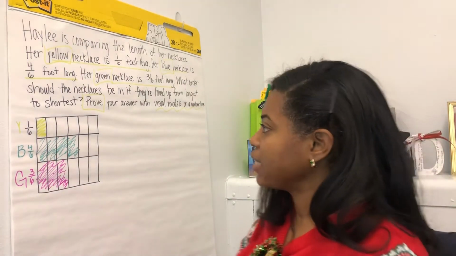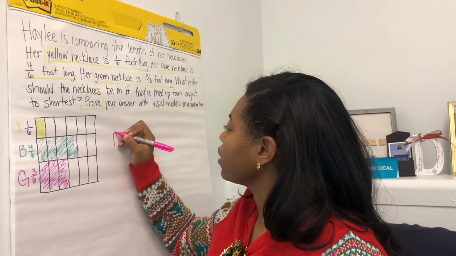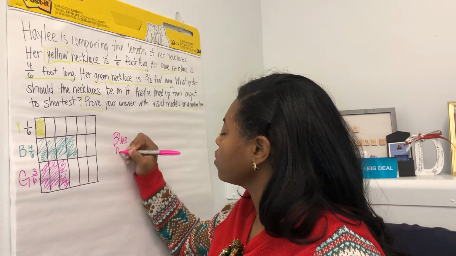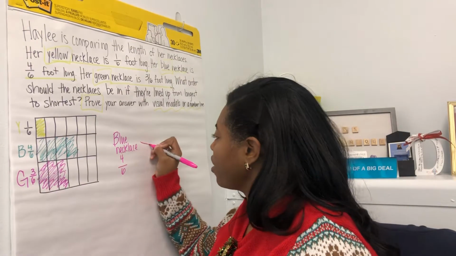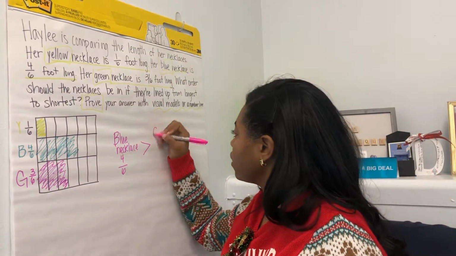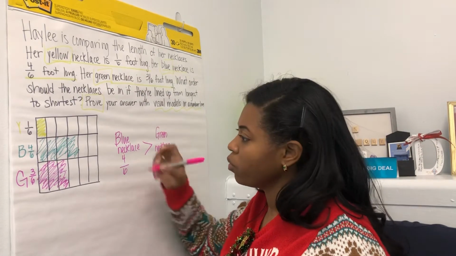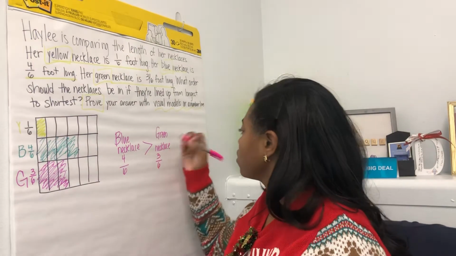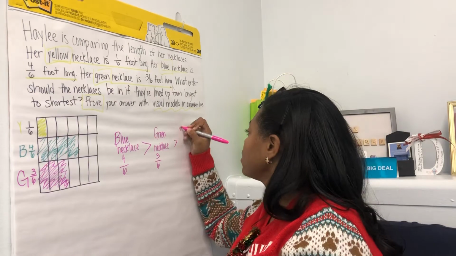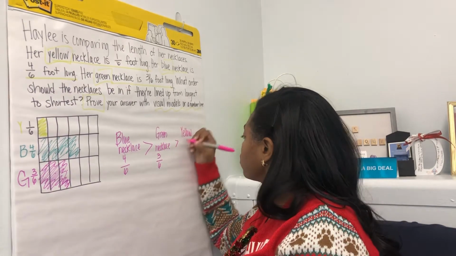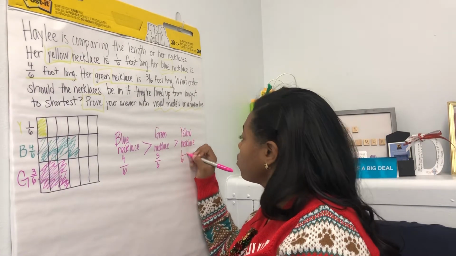So based on this, I know that the longest necklace is the blue necklace. Blue necklace, which equals 4/6, is greater than the green necklace, which equals 3/6, which is greater than the shortest one, which is the yellow necklace, which is equal to 1/6-foot long.